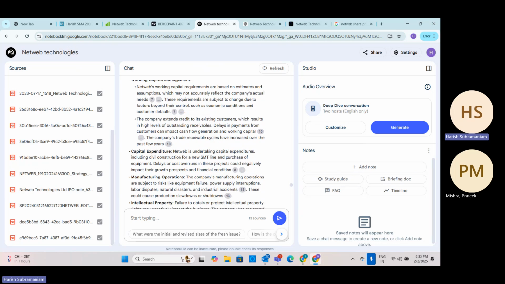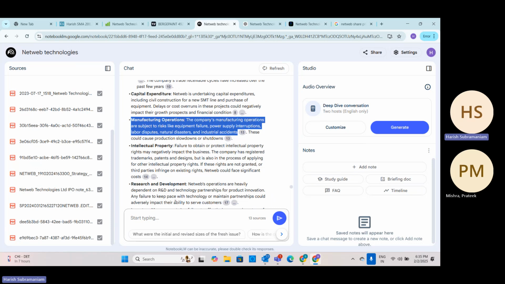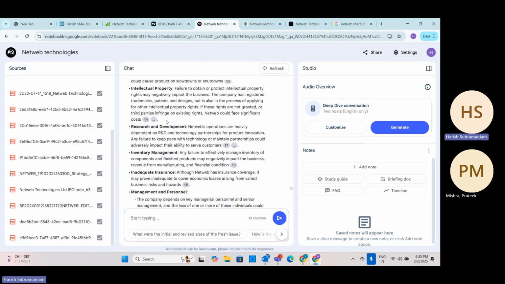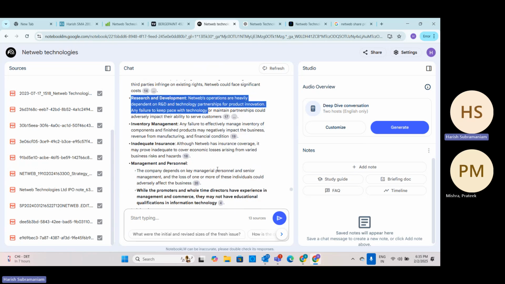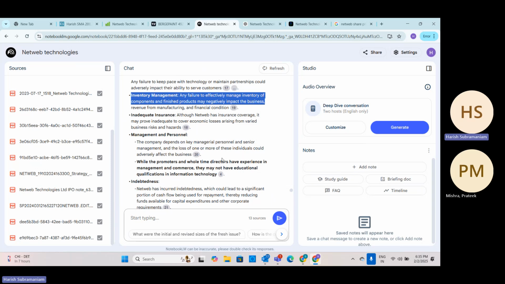Then working capital, it has to manage its working capital properly. There's a lot of capital expenditure. Manufacturing equipment is subject to risks such as equipment failure, power supply, etc. This is there for any company. Then they have to protect their intellectual property. Then it is highly dependent on R&D. And if they don't keep pace with technology, that's a problem. They have to manage all their inventory components and finished products, because if they have excess inventory, they can't store it for years together. Computing advances very fast. Okay, then some insurance may be a challenge. That is what is written over here.